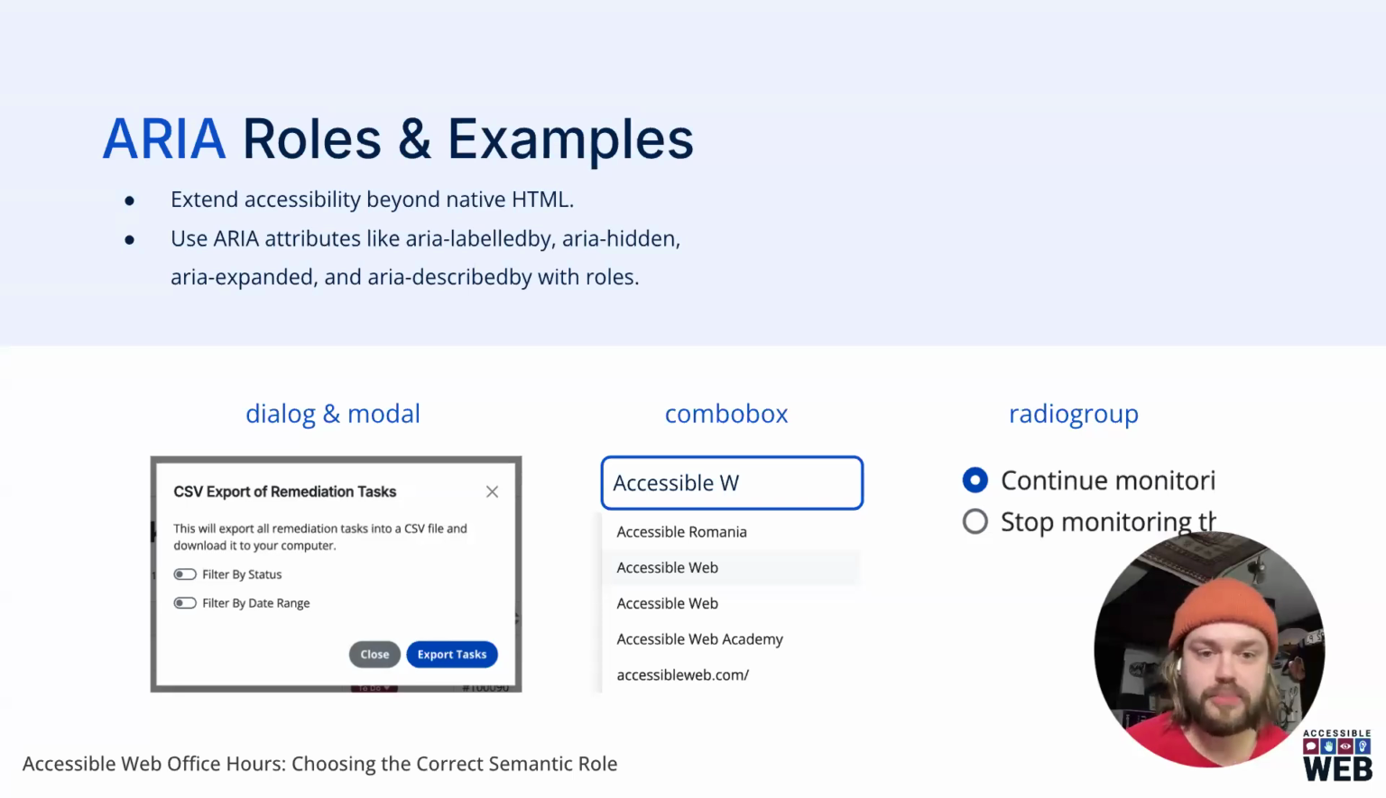A radio group groups related radio buttons, making the relationship clear to assistive technologies, and it's used with attributes like ARIA labeled by to define the group's label.